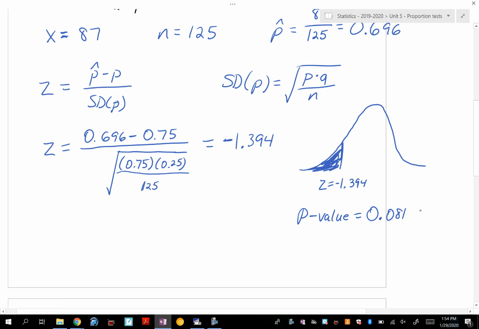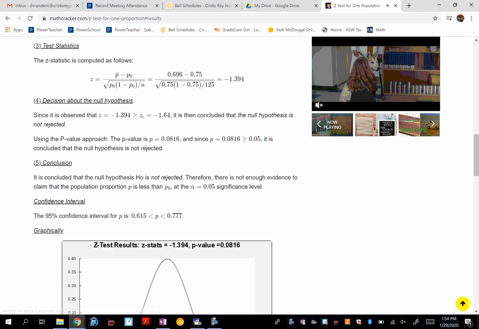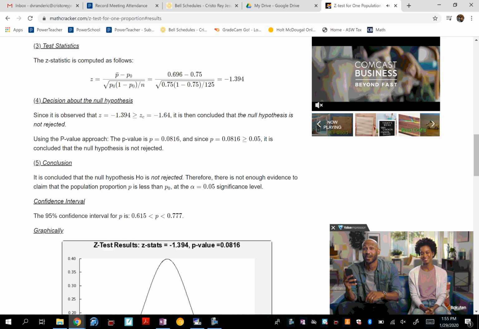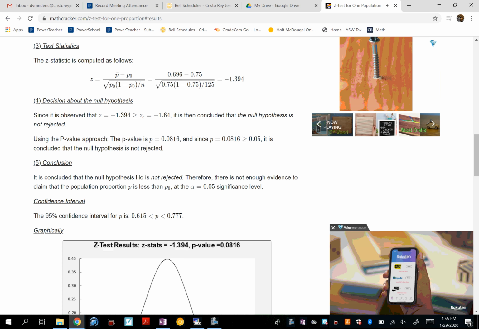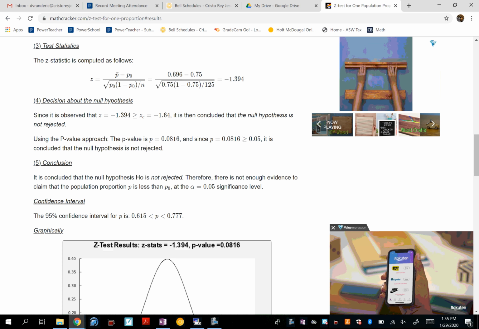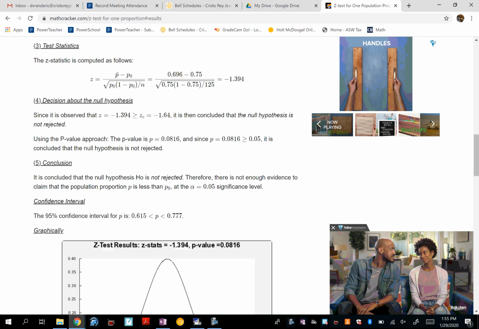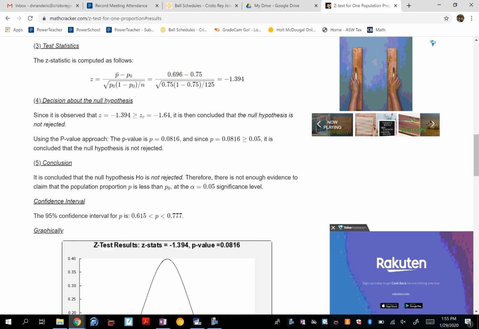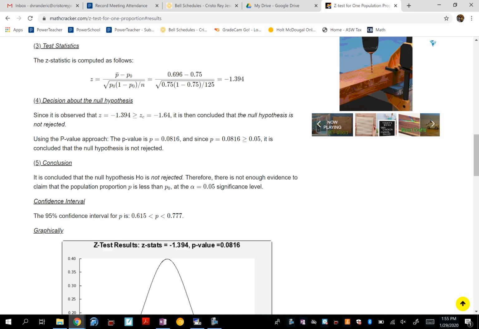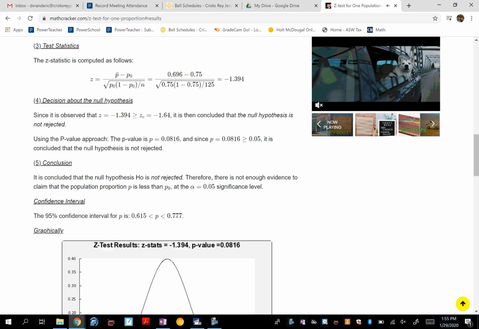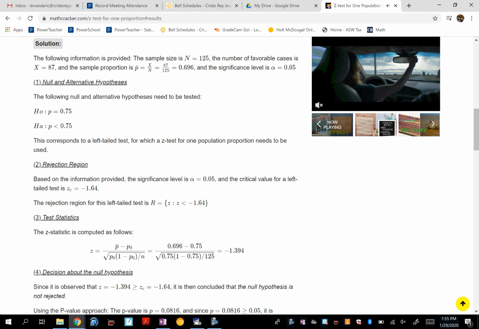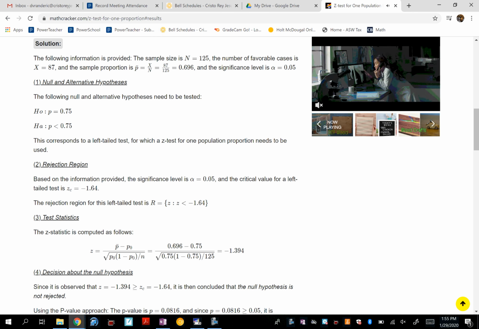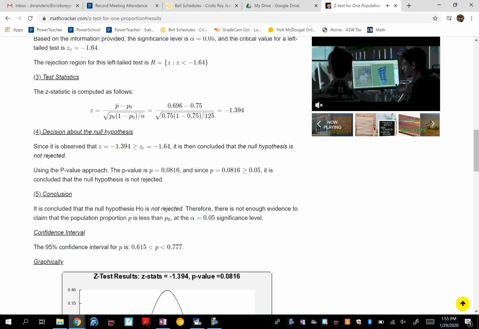Okay? Now I want to pause here for a second. Where are you getting that? Sorry, Yorith? So did your MathCracker load? Yeah. If you go down to where it says decision about the null hypothesis, it should be using the p-value approach. The p-value is 0.0816. You got it right there. Oh, there it is. So you must have done something. Did you put greater than? You put greater than. So yours is shading to the right, so you need less than. If you change that, it should be good. But you can also just do 1 minus what you got, because it's the same thing.